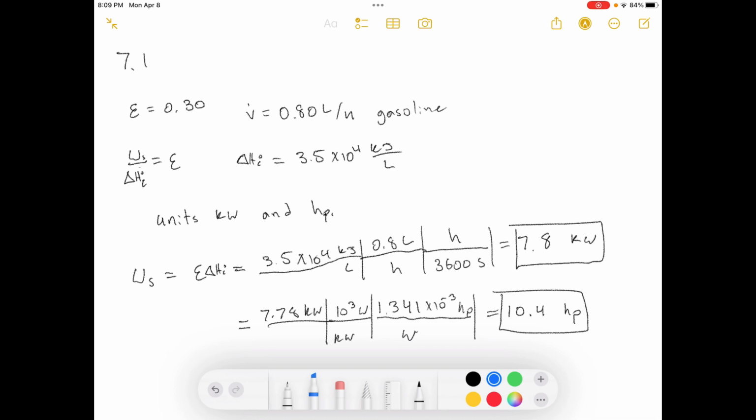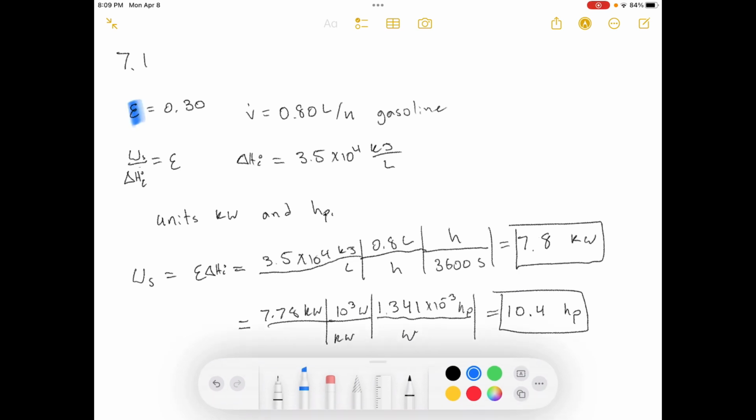Okay. So here, this is my little symbol epsilon, saying epsilon is 0.3, because that's 30%. Then they give us this volumetric flow rate, and they said that 0.8 liters per hour of gasoline is flowing into the engine. Then they said a heating value. They haven't really defined that, and I don't think they define it in this chapter, which is a little odd. But if you look in the index, you look up heating value, then they give this value for heating value.